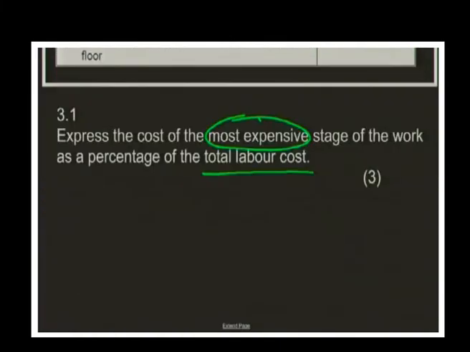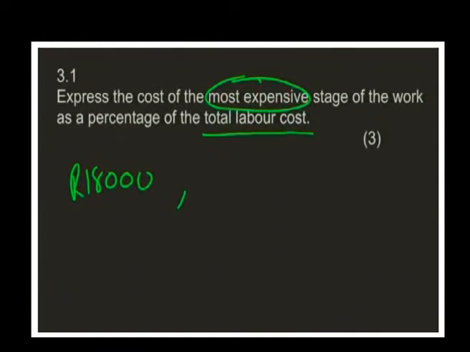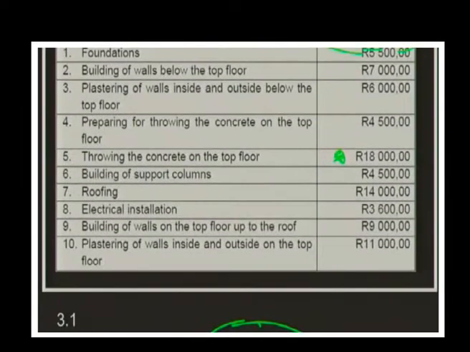So we are going to say, right, we've got 18,000 Rand, and we want to express it as a percentage of the total cost. So I know I'm going to multiply something over something by 100, because that's how we work out percentage, isn't it? It's going to be that cost over the total times 100, with percentage always times 100. So what is this bottom figure? Well, it's the total labor cost. In other words, we've got to say 5,500 plus 7,000 plus 6,000 plus 4,500 plus 18,000 plus that, plus that, plus that, plus that, plus that.